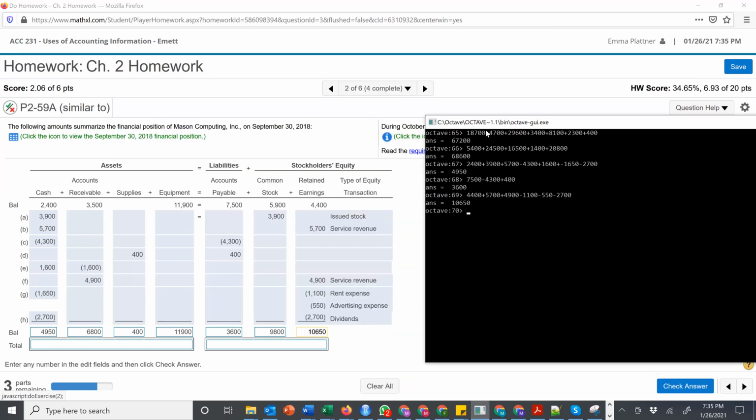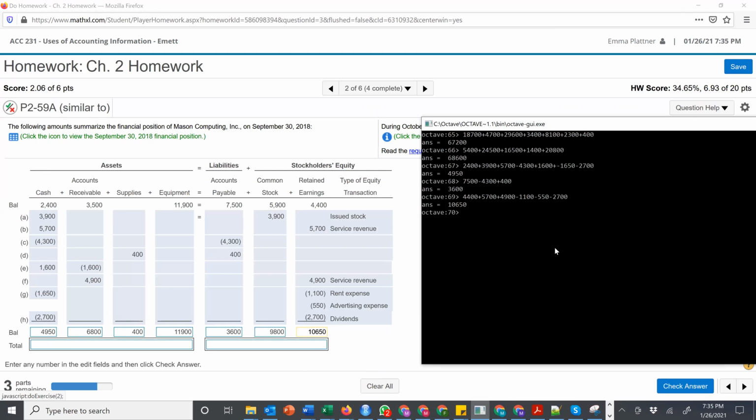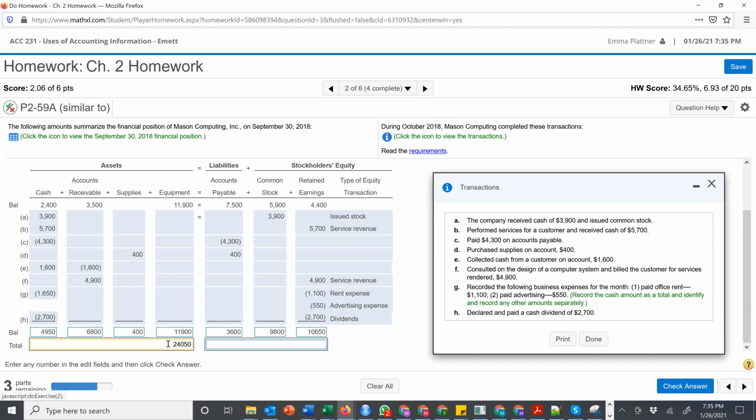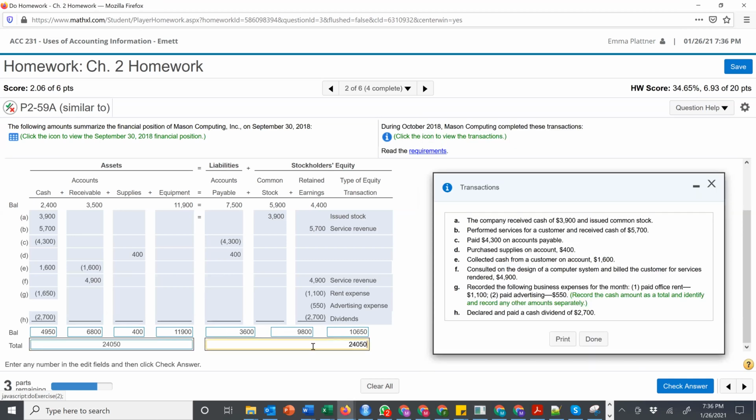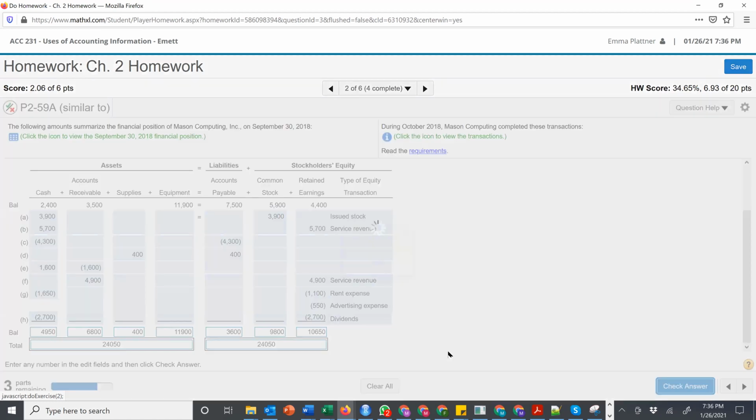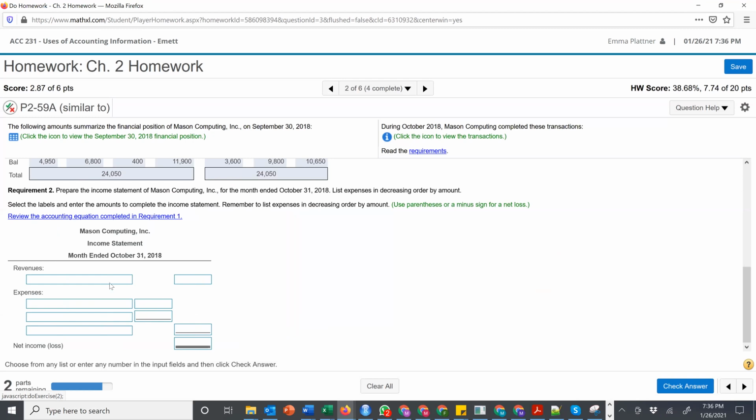Okay, if and when we get all these numbers, you have to add them up to get the total here. You add up those four numbers, and here you get 24,000. You get the same number on both sides, which I think you're supposed to get. Okay. All right, yay. Wait, there's more.